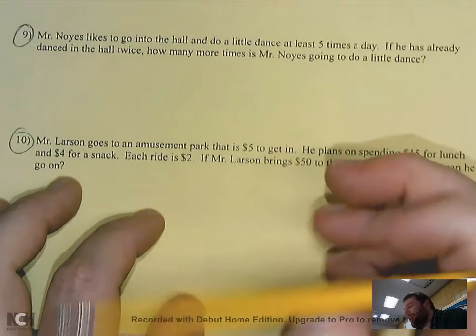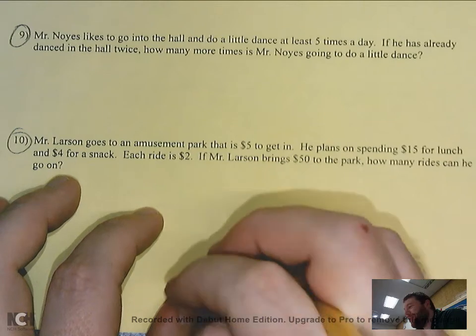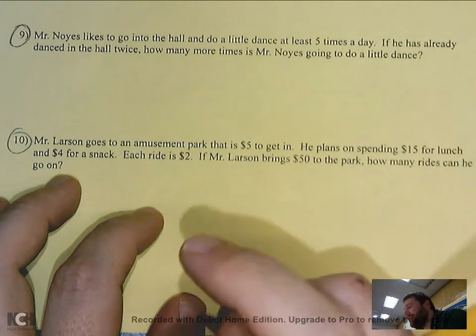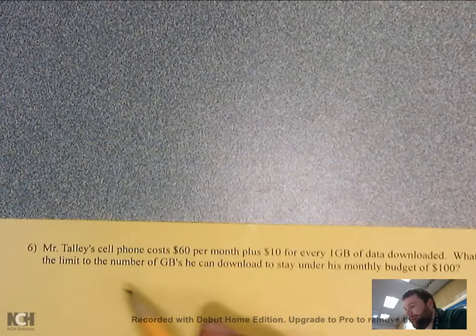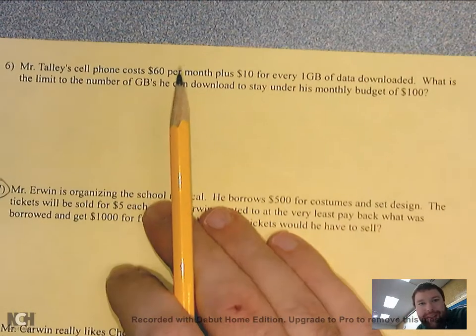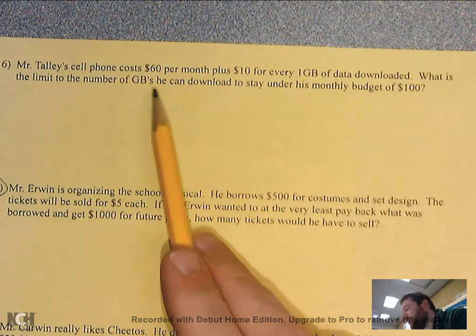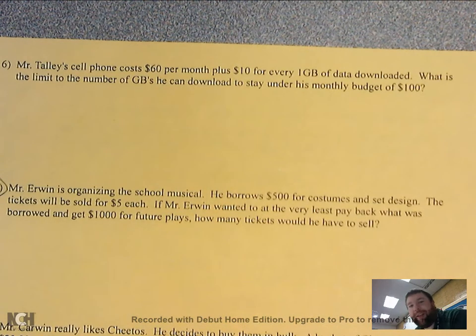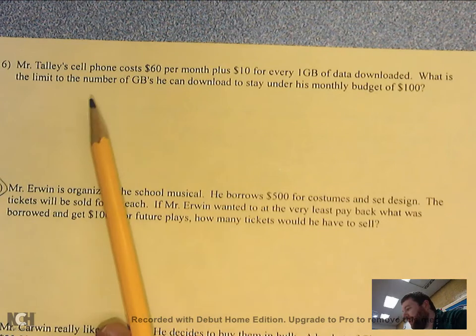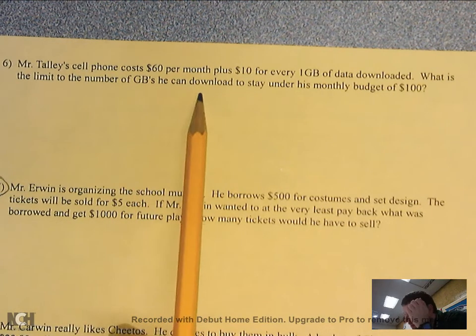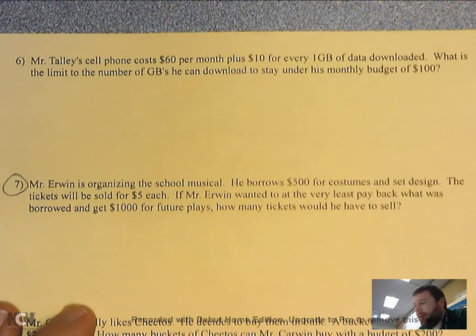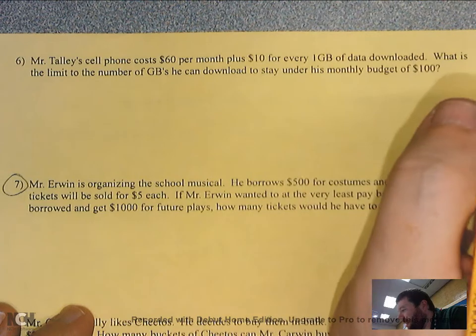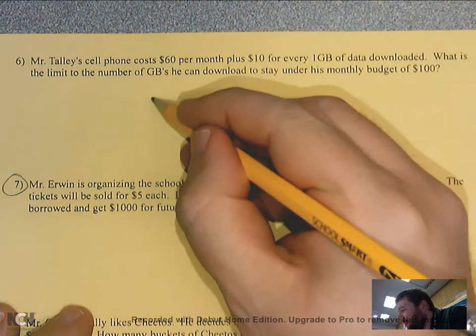Okay, I'm going to do one more. Let's do Mr. Tally here. So Mr. Tally has a cell phone that costs $60 per month plus $10 for every gigabyte of data downloaded. What is the limit of gigabytes that he can download to stay under his monthly budget of $100? So he wants to stay under his monthly budget of $100.